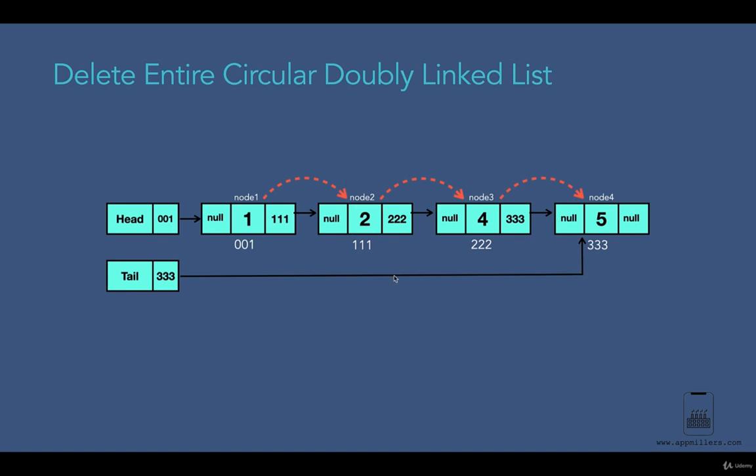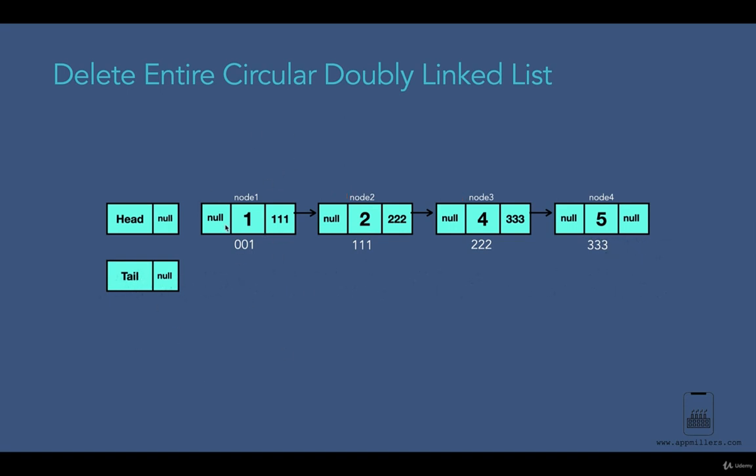Now after deleting this, our double linked list becomes a single linked list. In this case we know that when we are deleting a single linked list, we set head and tail references to null. So here I'm going to set head to null. With this we are deleting the link from head to the first node, and then I'm going to set tail to null, and with this we are deleting the link from tail to the last node.